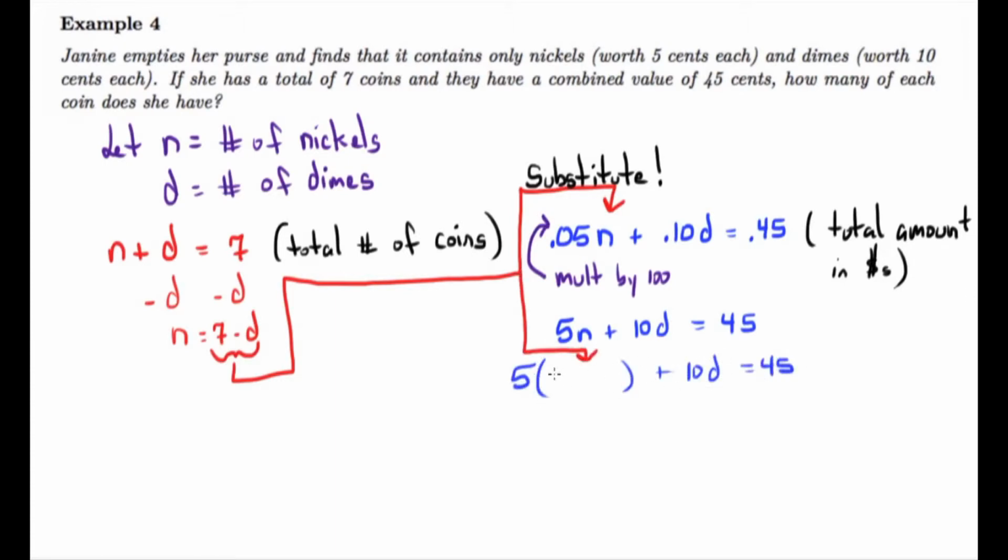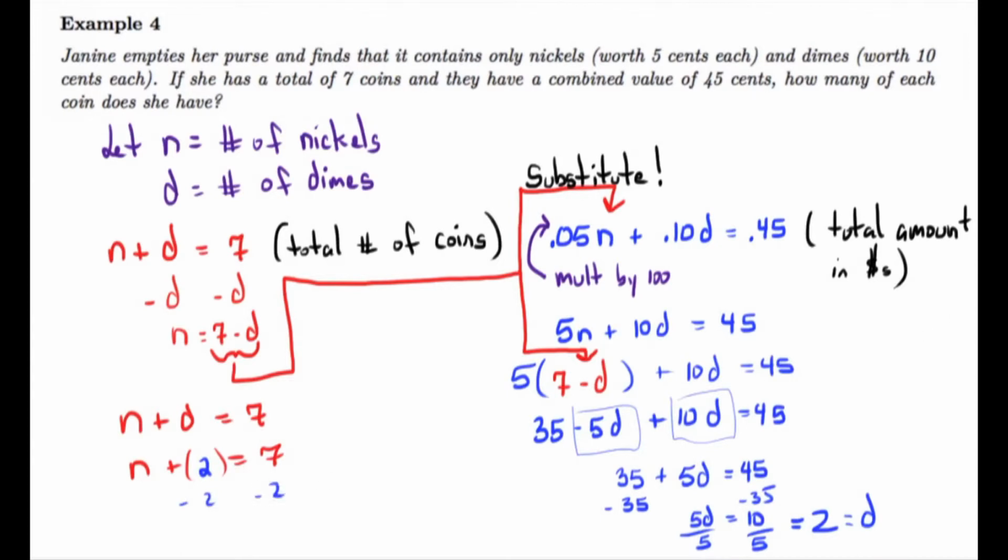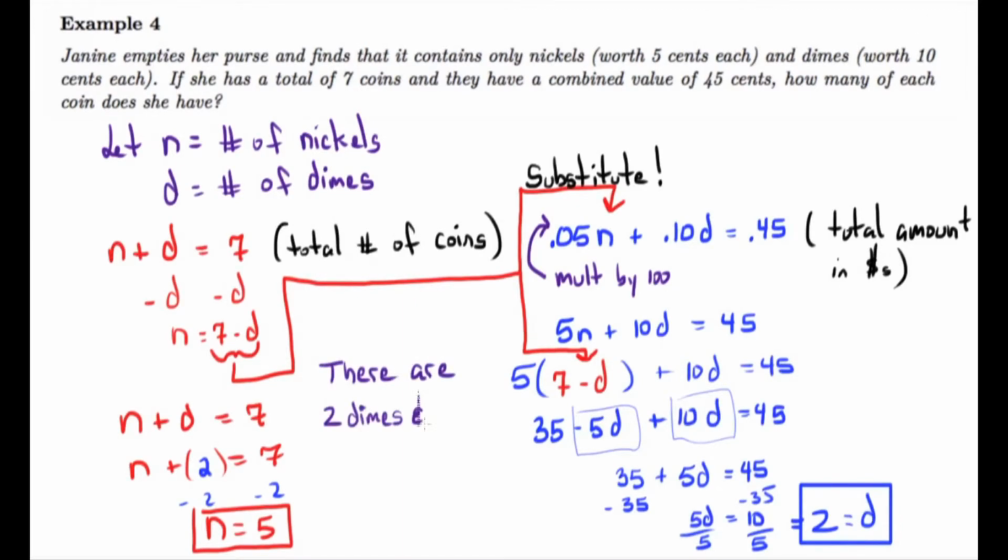So I can solve for N in the first equation, substitute it in for N in the second equation, and solve for D. This will tell me how many dimes. Once I figure out how many dimes, which is 2 in this case, I can substitute that back in the first equation, and I see that the number of nickels is 5. So there are 2 dimes and 5 nickels, and that's it.